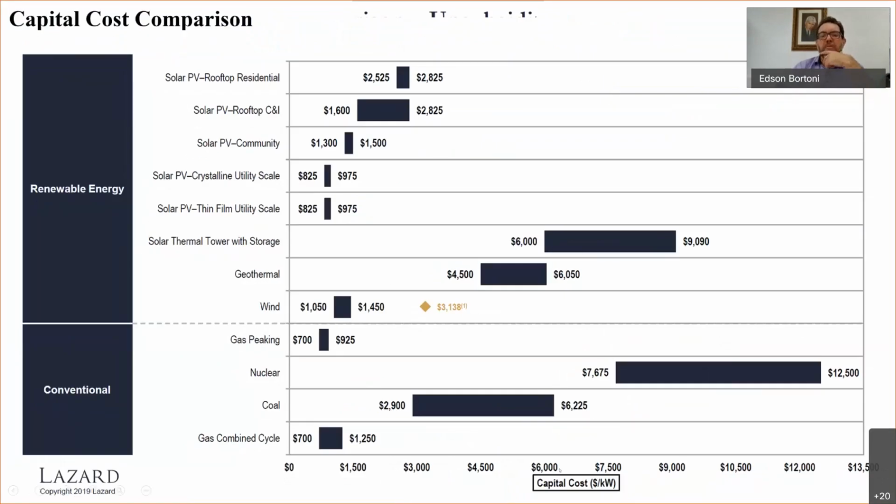Here we have the capital cost. The capital cost is the cost of installing a power plant. It's dollar per kilowatt or dollar per megawatt. So you have here the renewable energy and the conventional energy. Renewable energy is much better than other sources. Of course, it's competitive to the gas peaking and gas combined cycle. If you look at coal or nuclear, it's much better.